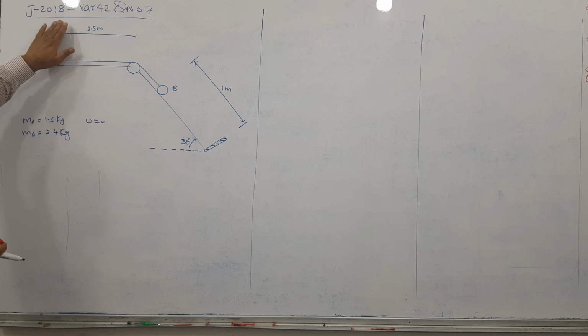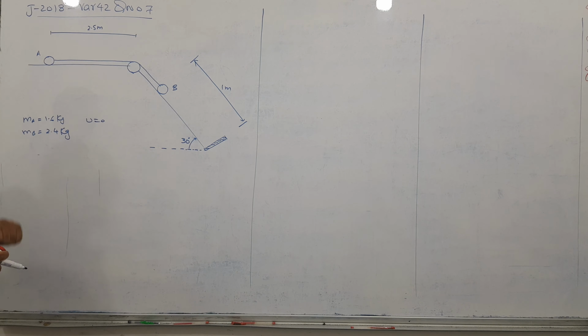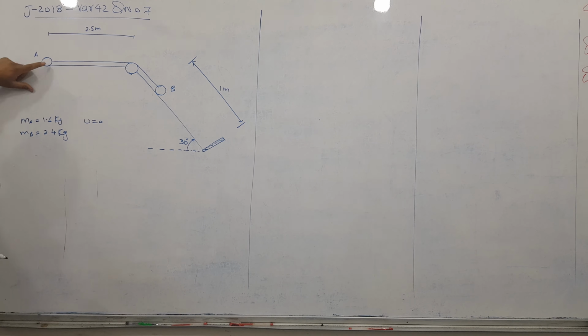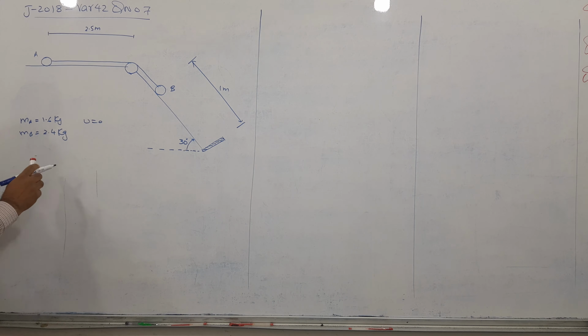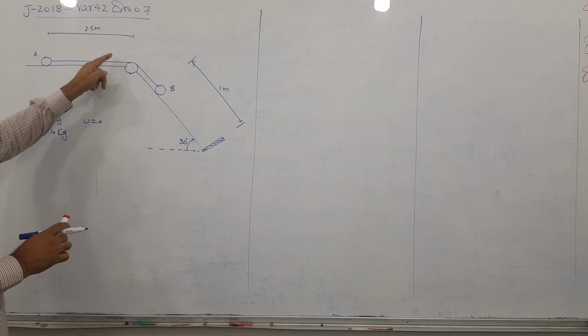Bismillahirrahmanirrahim. June 1842 variant and question number 7. We have been given mass A of the particle 1.6 and B is 2.4, and they are connected with the same string.